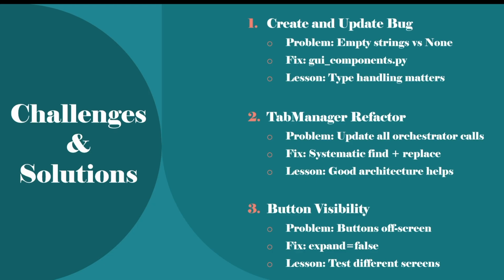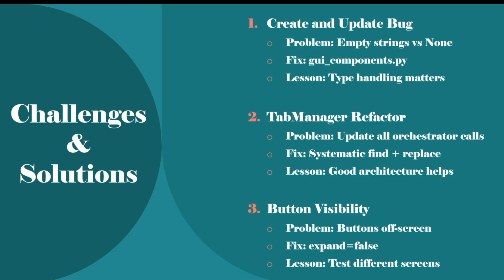We ran into three major challenges while building this. The create and update bug. Our optional fields were returning empty strings instead of None, and Python tried to parse them as dates. Instant failures. We went and fixed it in our GUI components file, and what we learned was type handling matters. Integration of the tab manager. Switching from one orchestrator to one orchestrator per tab meant updating almost the entire GUI. We used systematic find and replace and swapped the old orchestrator with the new self-tab manager.